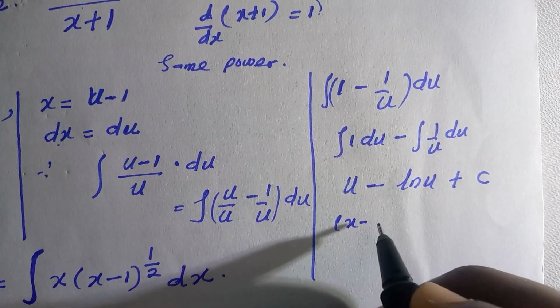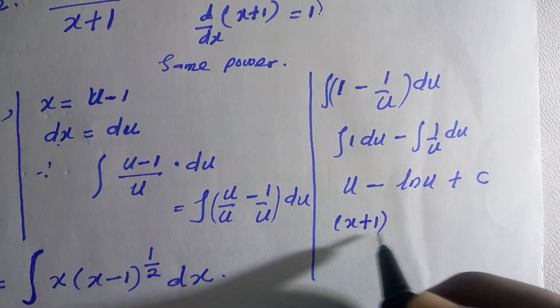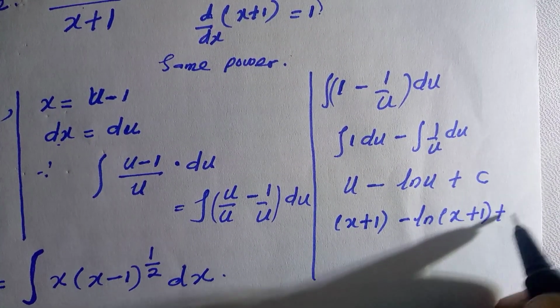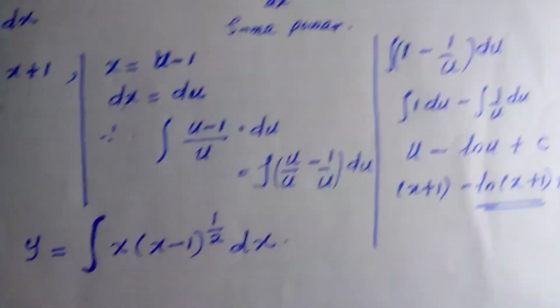And here we have x plus 1 as the value of u, and u is still x plus 1. And here is how to do this. All right, it's very simple, just follow the steps.